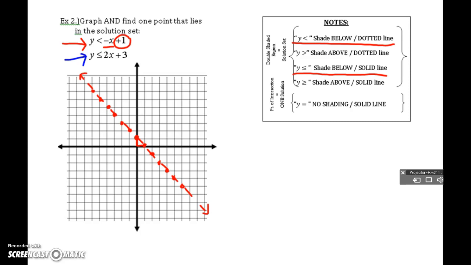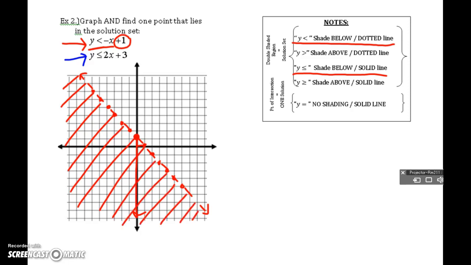Then I need to think about shading. It says y is less than, so I go back to my original y-intercept and think of any value that's less than that. I know it's going to go downwards, so I'm going to shade in red all that lies below for this portion of the solution.